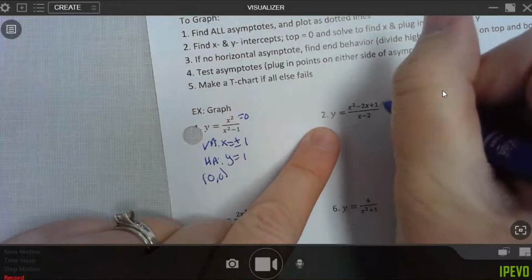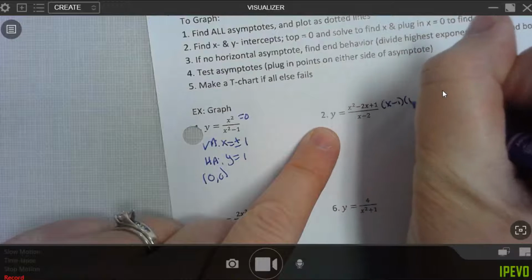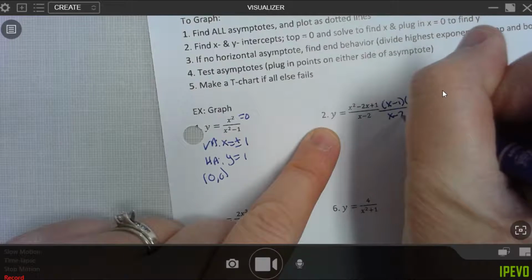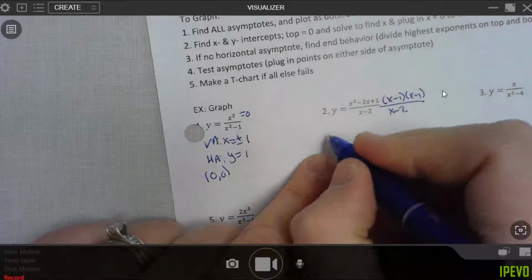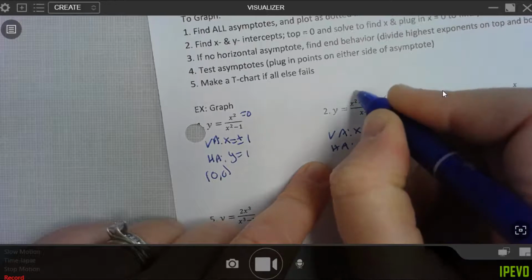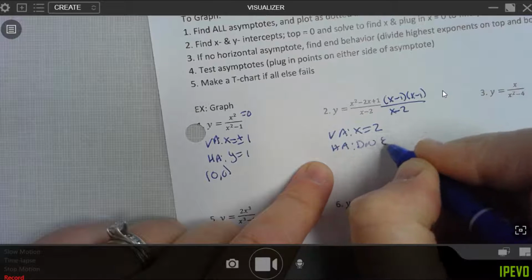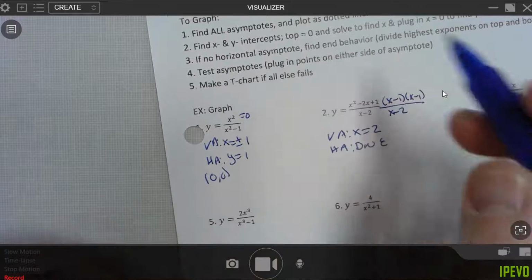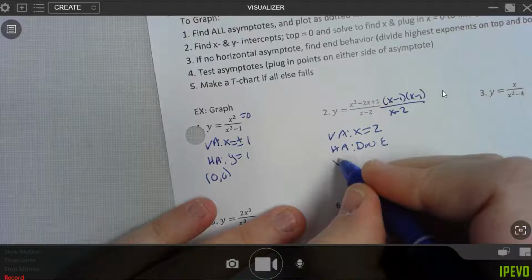So don't forget, you have to factor your top if it factors to make sure it doesn't cancel with your bottom and create a hole. So it doesn't. So then I'm going to do my vertical asymptote is bottom. Horizontal asymptote, top was bigger, so we're going to have a D and E. Oh, this is going to see what happens when we have a D and E here. And then x-intercept is top equal to 0. Y-intercept is when I plug in 0.